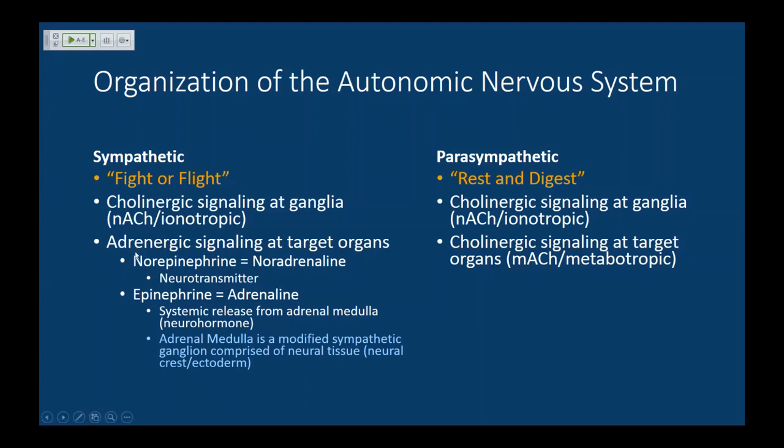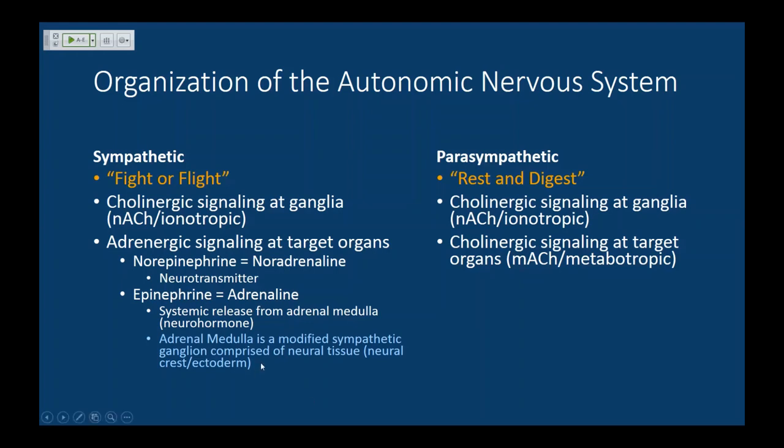So the sympathetic nervous system, for the most part, will undergo adrenergic signaling at the target organs. Okay, so you have adrenaline, which is a synonym for epinephrine. So you have norepinephrine and epinephrine acting on target organs of the sympathetic nervous system. Norepinephrine is mainly a neurotransmitter, whereas epinephrine is actually released from the adrenal medulla into the bloodstream and thus acts more like a hormone, but also helps to elicit a systemic sympathetic response.